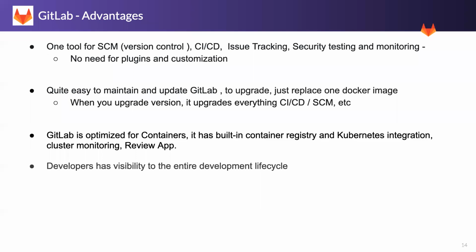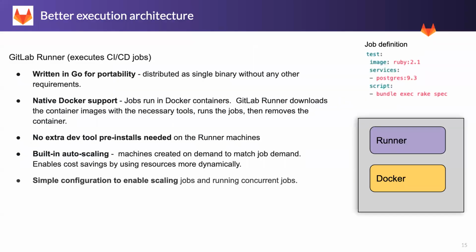And of course, GitLab is optimized for containers. It has a built-in container registry and Kubernetes integration, cluster monitoring, and review apps, which I will show you in the demo. And developers have visibility into the entire development lifecycle. I want to deep dive a little bit into the runner execution architecture. GitLab Runner is the agent that runs the CI/CD jobs. It's written in Go, so you can install it anywhere that supports Go.